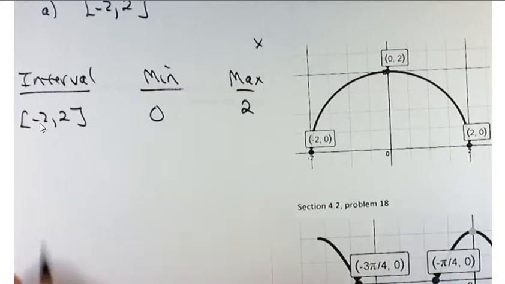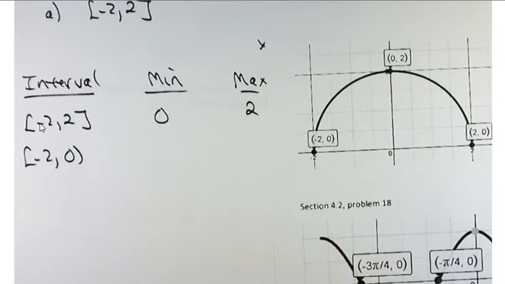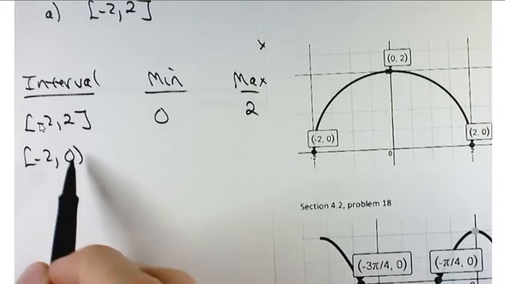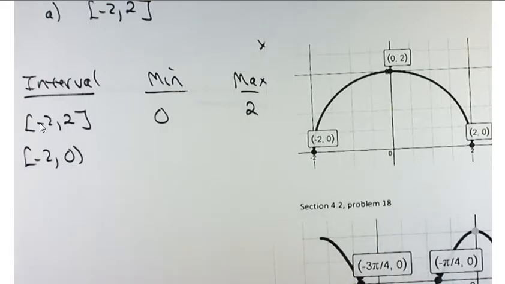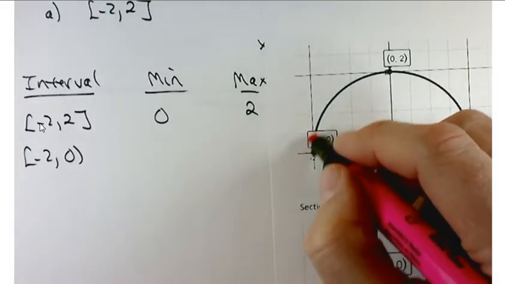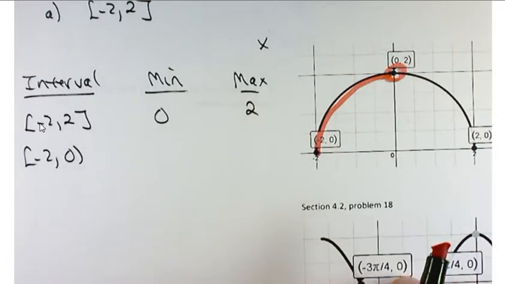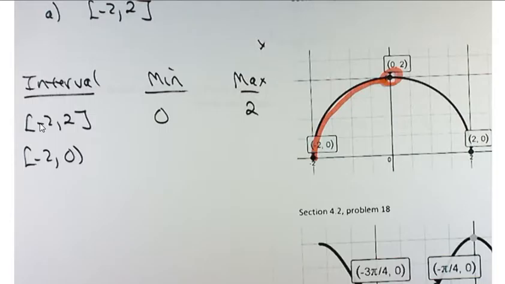But what if we change things up a little bit? Let's go from negative 2 to almost 0. Negative 2 to 0. Now 0 itself, this is along the x-axis, 0 is in parentheses. So again, let's think about the minimum and the maximum. So we're going from here up to, but not including that point there. What's the minimum?